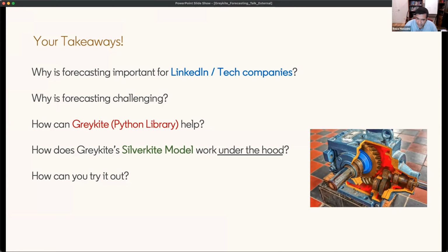Why is forecasting challenging? We have an open source library now called the Greykite Python library, and this presentation is basically covering what's inside that library, and you can try it later if you're interested. In this library, the main algorithm is called Silverkite, but the library has some other functionalities. That's why the name is different. And then I'm going to give you some references about how you can try it out.